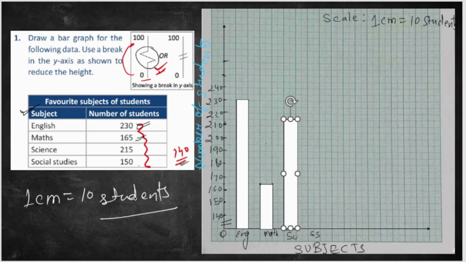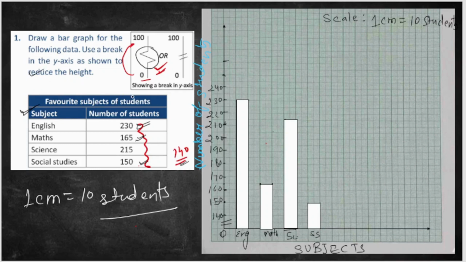Now next is social studies, 150 students. So let's draw for 150. 150 means basically we are going till here only, right? 140 and 150 here. Okay. So let's draw the bar graph for this. Yes. Okay. So yes, now you can see we have drawn. So basically this is the bar graph for this first question.